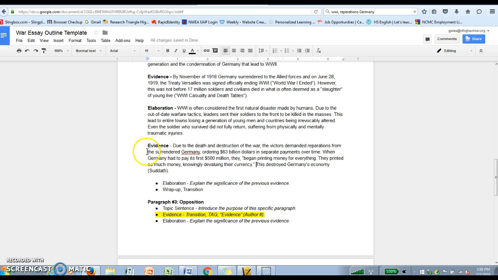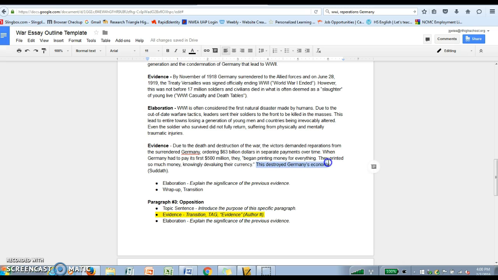Note that part of my evidence is paraphrased here, where I put in my own words how much money was demanded from Germany and also how much their first installment was, but then I quote this specific line: began printing money for everything, they printed so much money, knowingly devaluing their currency. The reason why I quoted this and nothing else is because I particularly liked how the author worded this part of their article, and I wanted to bring in that wording to convey the damage that was done to Germany when they had to pay for the reparations.